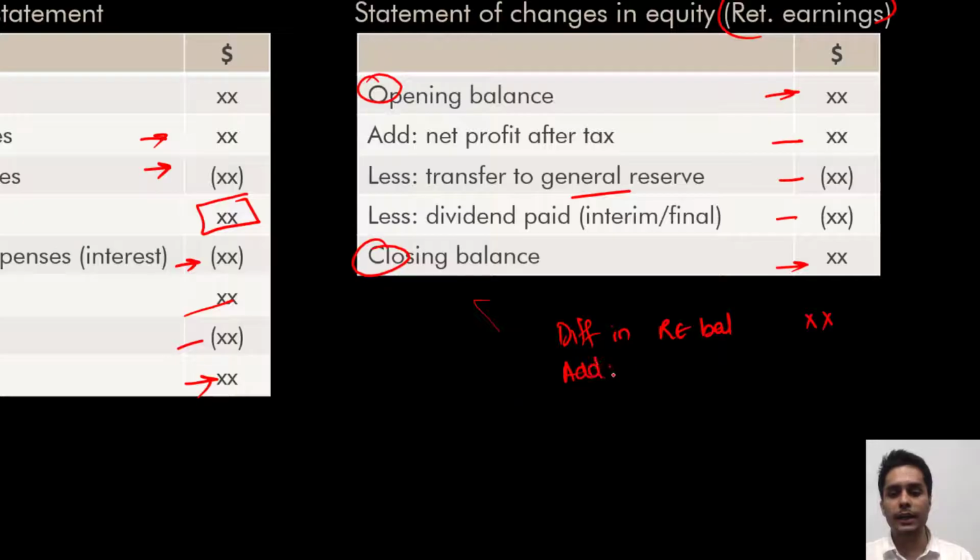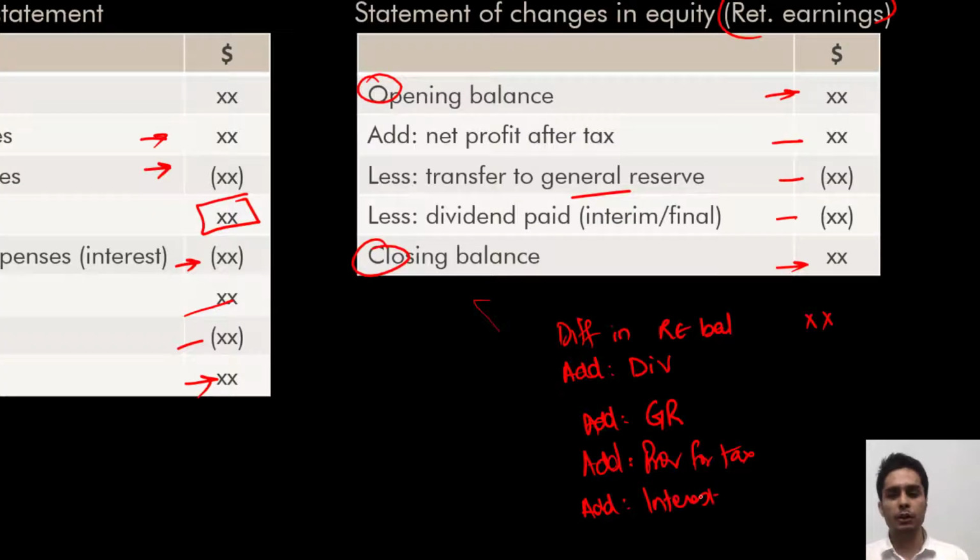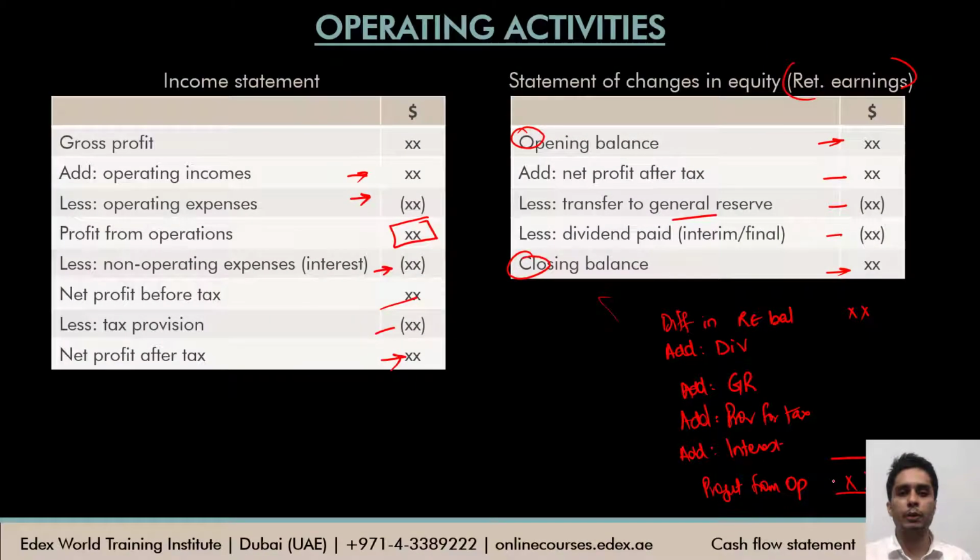To this, I will add my dividends paid. I will add my transfer to general reserve. I will add back my provision for taxes. And I will also add back any interest expense for the period. When I add back all these to the difference in retained earnings, what I get at the end is profit from operations. So this is important to start your cash flow from operating activities. So keep in mind, if profit from operations is not directly given, use this working note to arrive at the profit from operations.